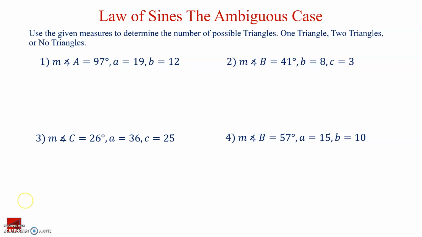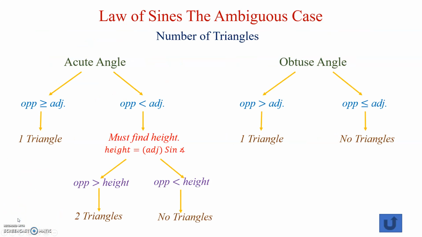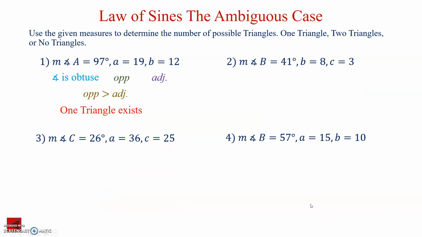The first one: the measure of angle A is 97 degrees, a is 19, and b is 12. In this case, we have an obtuse angle and the opposite and the adjacent. Because the opposite is greater than the adjacent, we'll just follow the flow chart. Opposite is greater than the adjacent, so only one triangle exists. So this is just an exercise on using the flow chart.